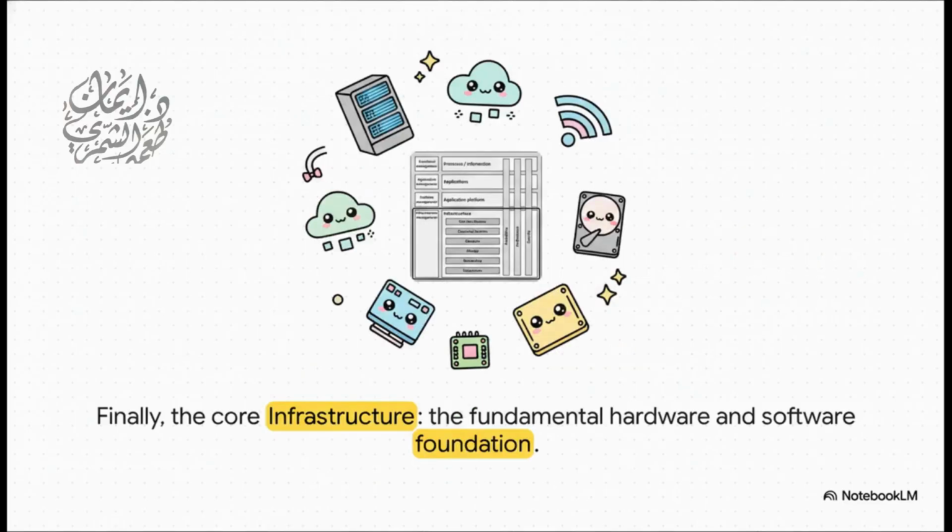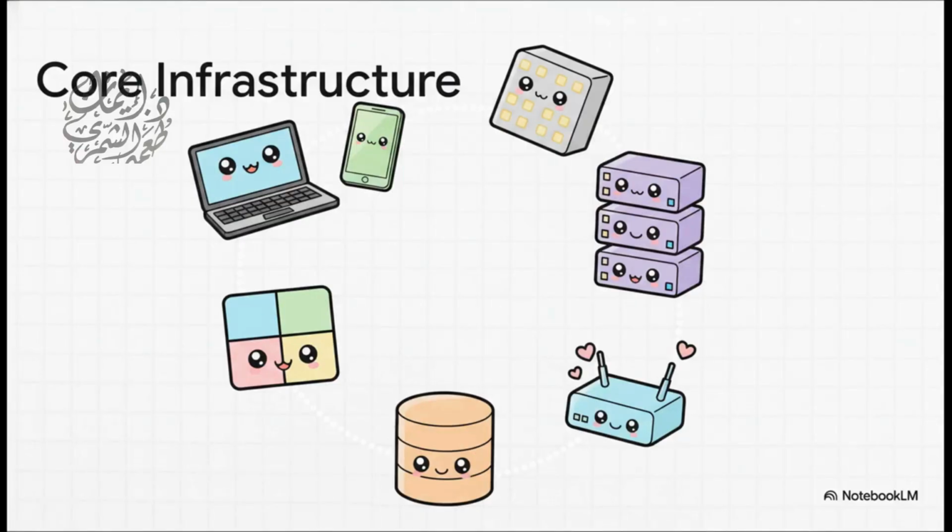And after all of that, after all those other layers, we finally arrive right here, the core infrastructure. For most folks, this is what they picture when they hear that term. It's the foundational layer of hardware and software that makes everything else we just talked about even possible. So what's in this core layer? Well, it's pretty much everything you'd expect.